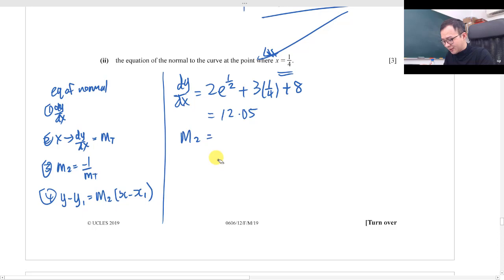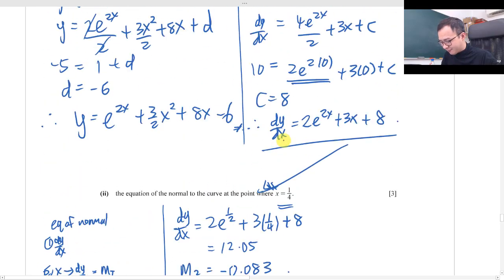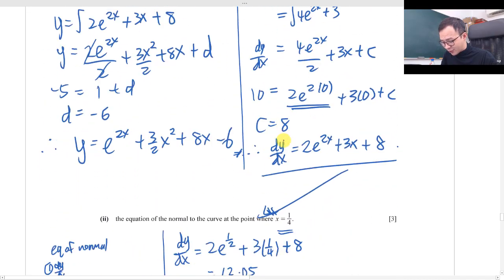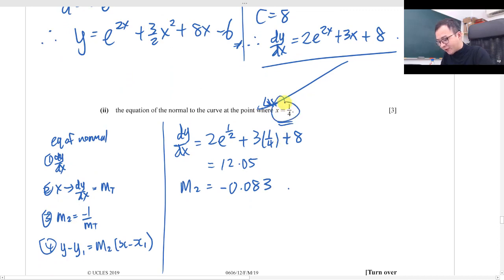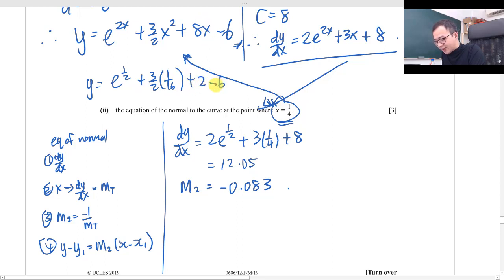It's negative 0.083. Now I want to find my y value when x equals 1 over 4. So I will sub the 1 over 4 into here to get my y value. I just type it in the calculator: e^(1/2) plus 3 over 2 times 1 over 16, plus 8 times 1 over 4 which equals 2, minus 6. Then you type this into a calculator: e^(1/2) plus 3 over 32 minus 4.